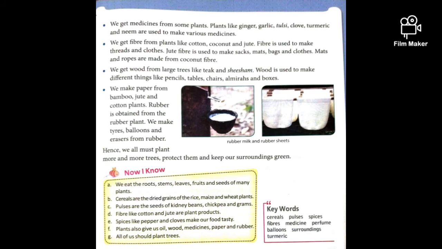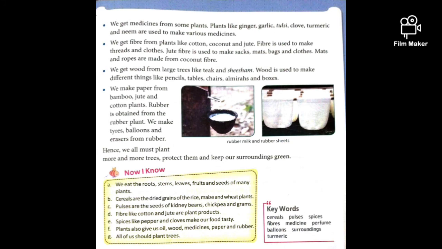Next plant product, we'll talk about the fibers that we get from plants like cotton, coconut and jute. Fiber is used to make threads and clothes. Jute fiber is used to make sacks, mats, bags and clothes. Mats and ropes are made from coconut fiber. We get not only this but other plant products like wood, very important, from large trees like teak and sesame. Wood is used to make different things like pencils, tables, chairs, almirahs and boxes.